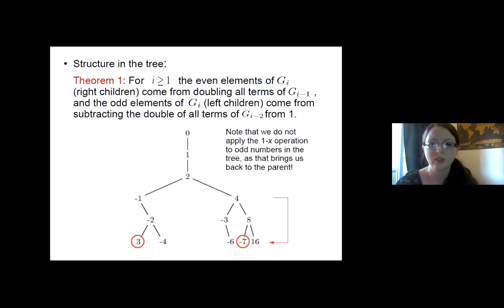Notice that the tree doesn't have any patterns where we go left then left, because of course the 1 minus X operation would get us back to where we started if we applied it twice in a row. So you'll notice that all the right children have 2 children and all the left children only have a right child in the tree. It's an interesting structure that's appeared in other places as well, not just specific to this tree.